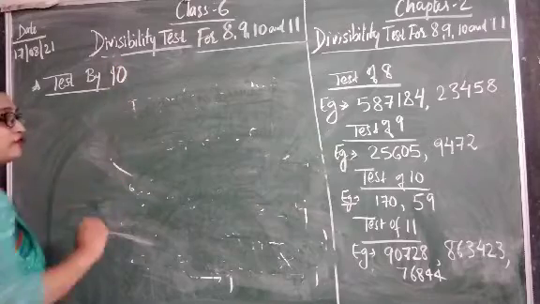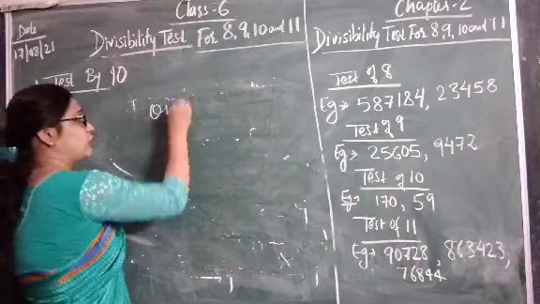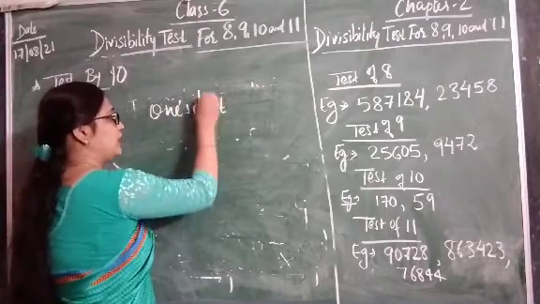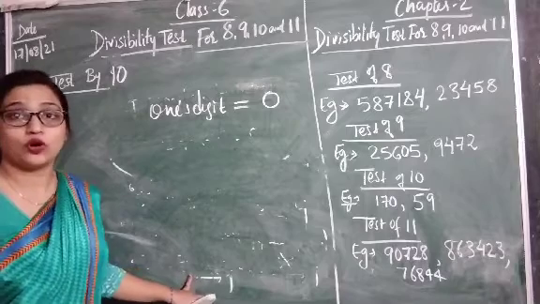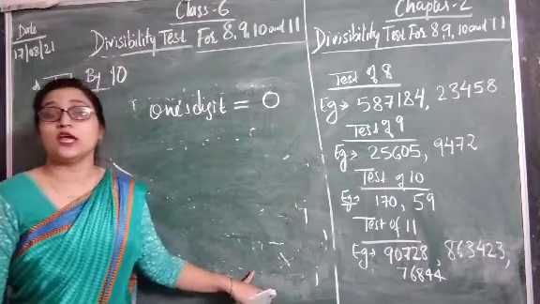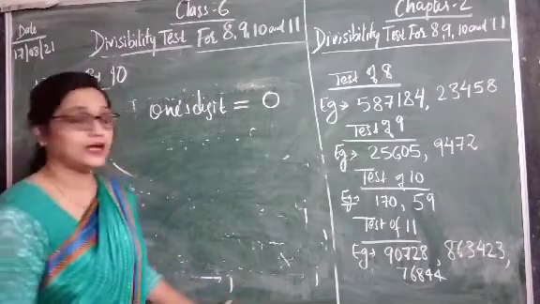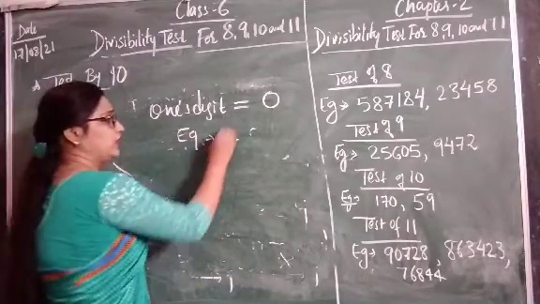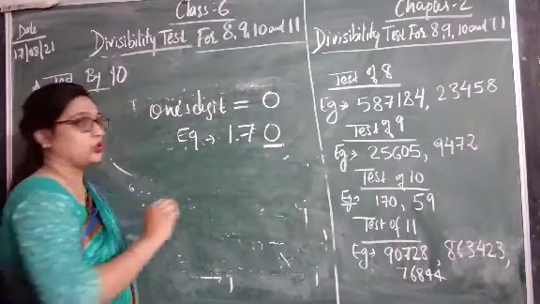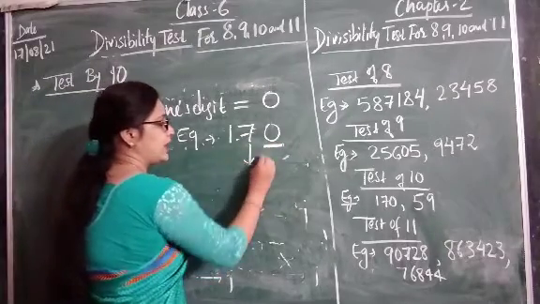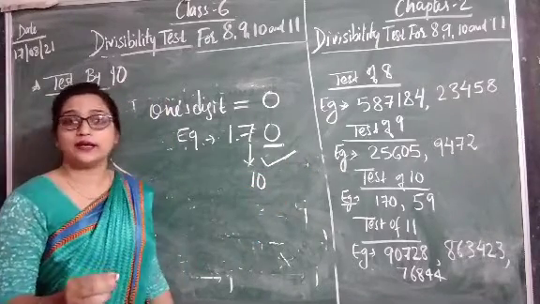Test by 10. For finding the test of 10, we have to observe one's digit only. One's digit of the given number should be 0. Okay, that should be 0 only, no other digit will be there. If it is 0, that means the given number is divisible by 10. Okay, example 170. Its one's digit is 0. Okay, so it is divisible by 10. This 170 is divisible by 10.